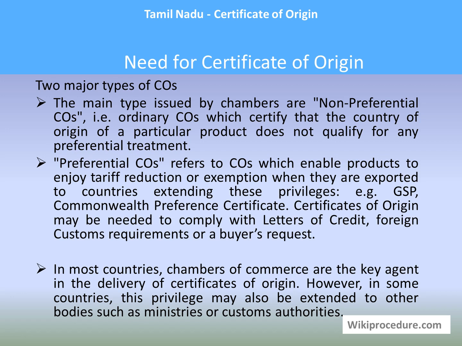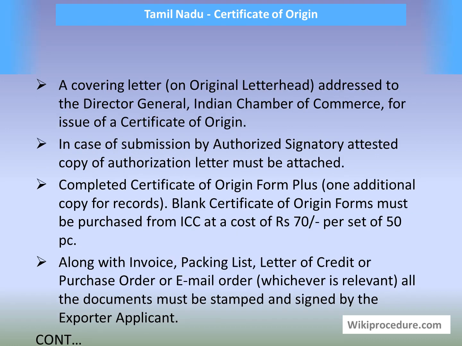Preferential COs refer to COs which enable a product to enjoy tariff reduction or exemption when they are exported to countries extending these privileges. So there are some items which will be listed under their privilege list. Example: Commonwealth preference certificate of origin may need to comply with the letter of credit, foreign customs requirements or a buyer's request. In most countries, the Chamber of Commerce is the key agent in delivery of certificate of origin. However, in some countries, this privilege may be extended to other bodies such as ministries or customs authorities.